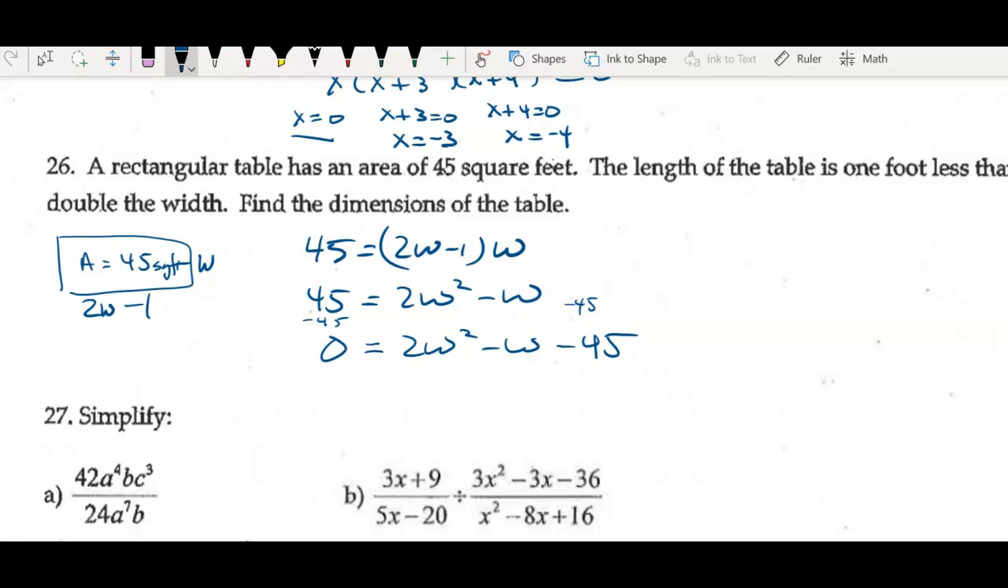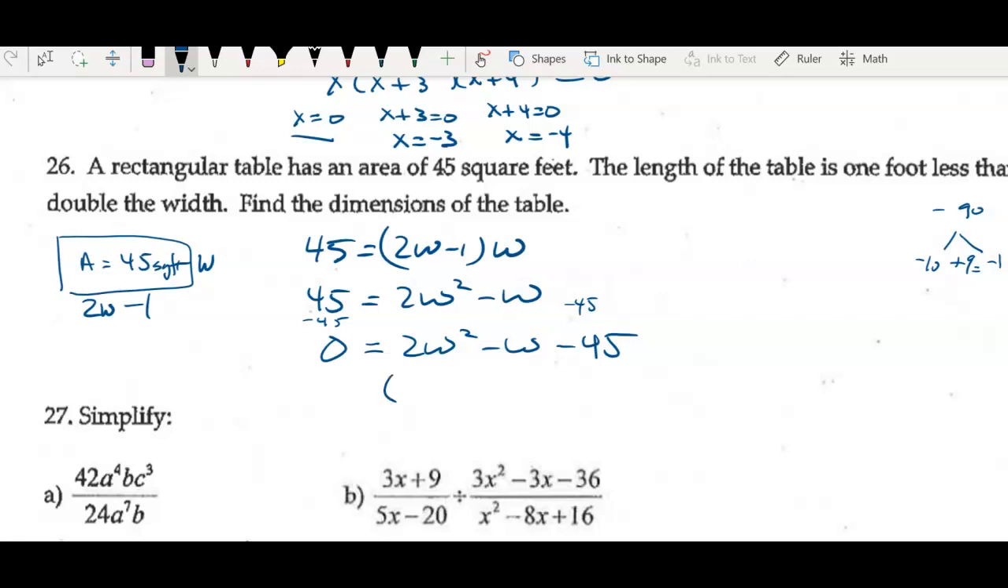You can use the AC method by doing 2 times -45, which gets you to -90, 2 factors. And you can go through that process. You have -90, 2 factors that add up to -1. Oh, looks like 9 and 10 would actually work here. -10 and +9. But then you have to split that up. The -W, you have to split up into -10W plus 9W and use the grouping method.